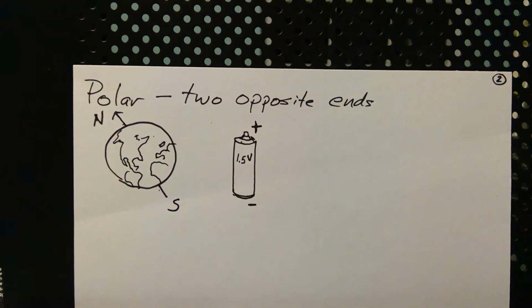So when you think of the word polar, it means something with two opposite ends. You could think of the Earth with its North Pole or South Pole, or a battery with a positive end and a negative end. Those items are both polar items.